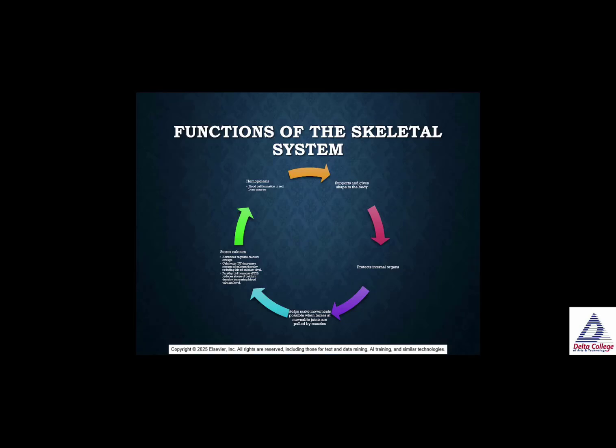So, the primary organs of the skeletal system are bones. And the skeletal system does a lot. At first, if you look to the right of the yellow arrow, it supports and gives shape to the body. This provides the internal framework for our body.